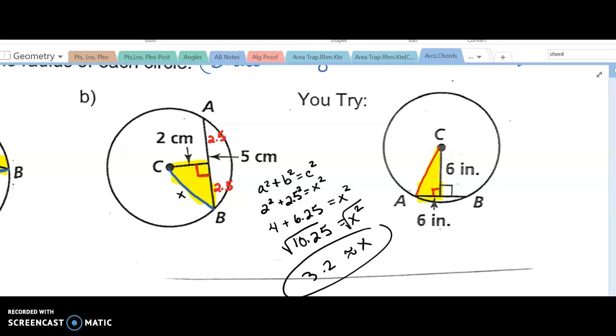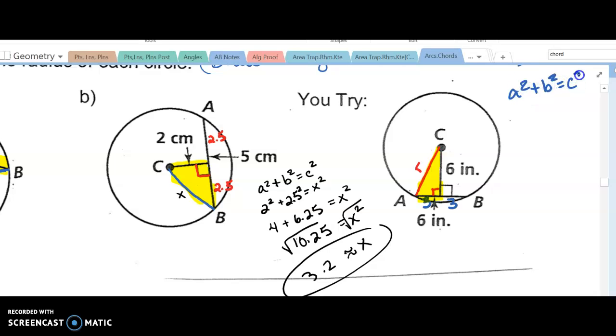Okay, so on the you try, keep in mind it doesn't matter if you draw in your radius on the right or if you draw it on the left. Either way, you're making it the hypotenuse of a right triangle, and so it's convenient to find our radius that way. This 6 is supposed to be the whole chord is 6, and so it's 3 here on the left and 3 on the right. You can come over here and do the Pythagorean theorem.